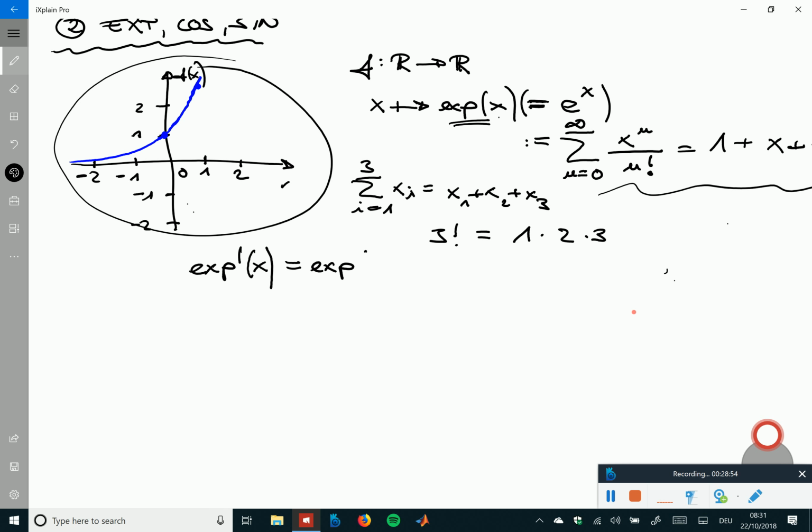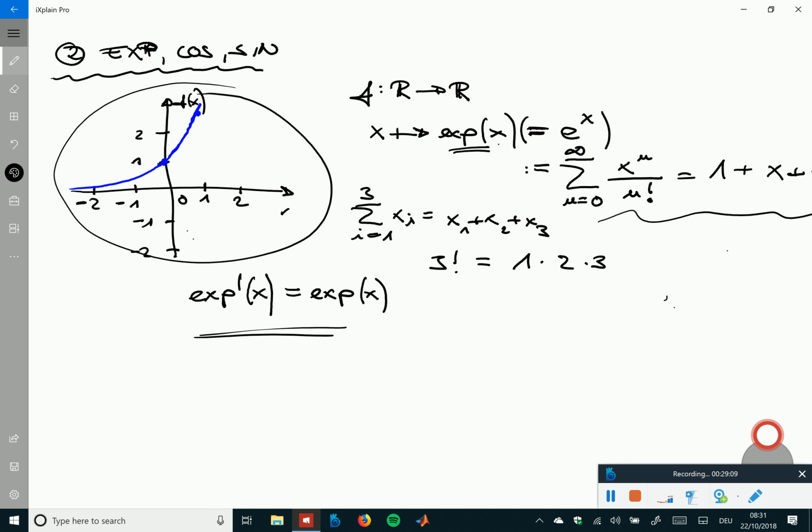So that's helpful. But of course, this also needs to, if you really want to talk about it, needs to be proven. Okay, I think that's as much as I want to say about the exponential function right now. Are there questions about this aspect of the exponential function?